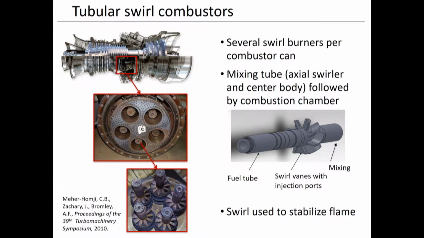If we look inside the burner, it looks something like this, and these are swirl vanes. The air comes off the compressor, is heated, and is pushed through the swirl vanes, where it's swirled. You can see small holes in the swirl vanes, which inject fuel. The fuel and air mix in this mixing section, and then it dumps into a big open area where you have stable combustion. The swirl is used to stabilize the flames, and most gas turbines use swirl of some sort.